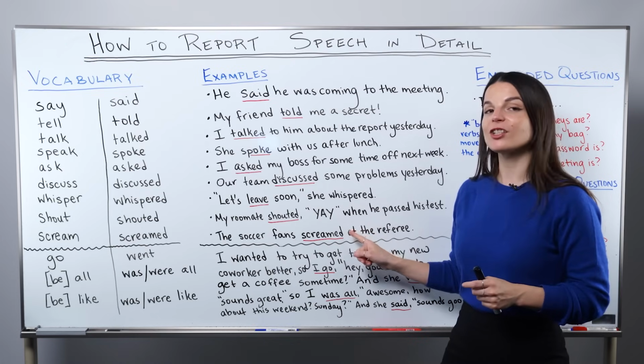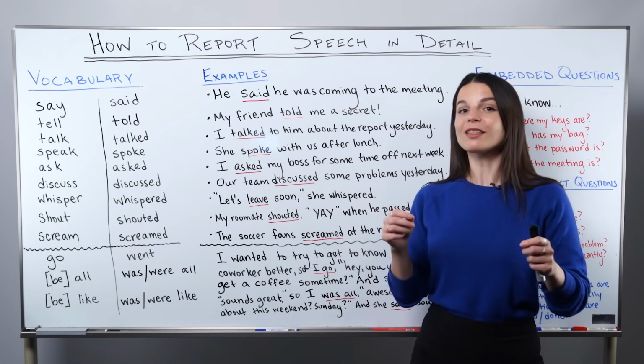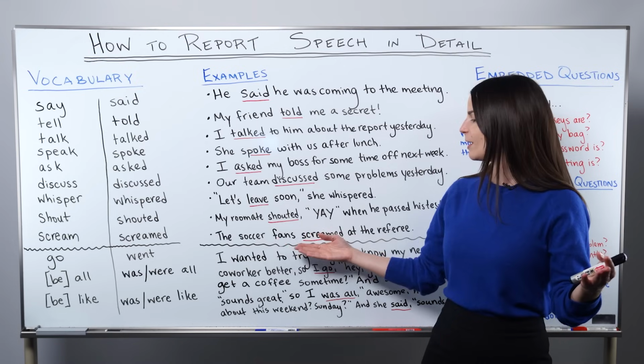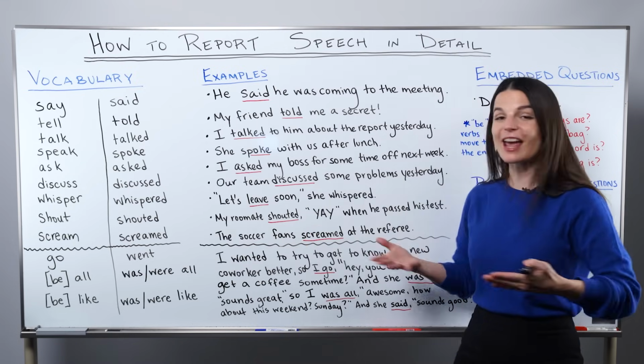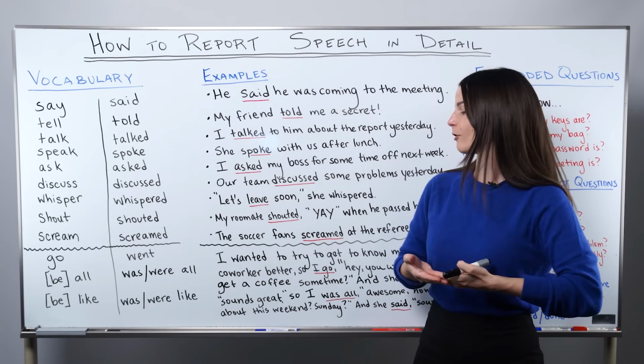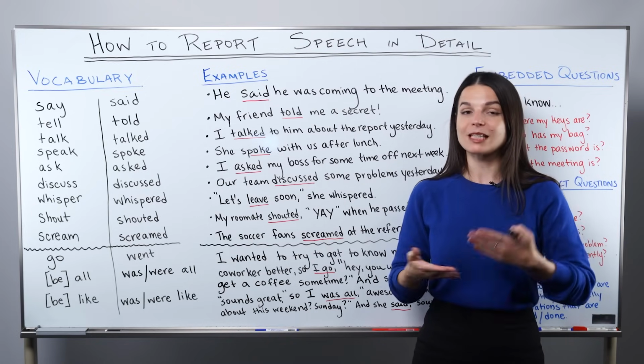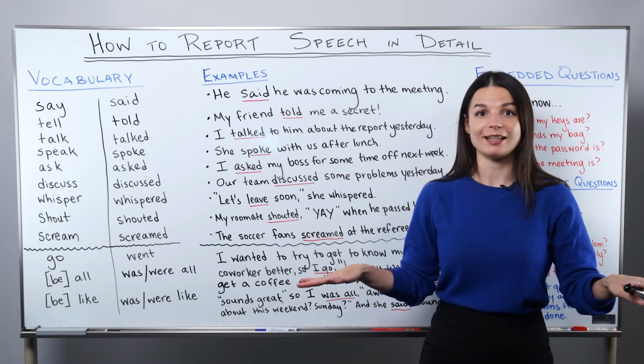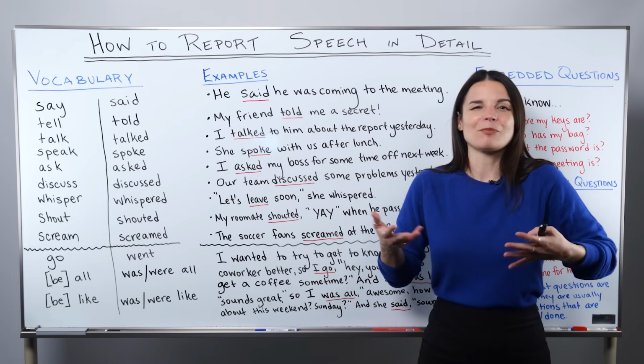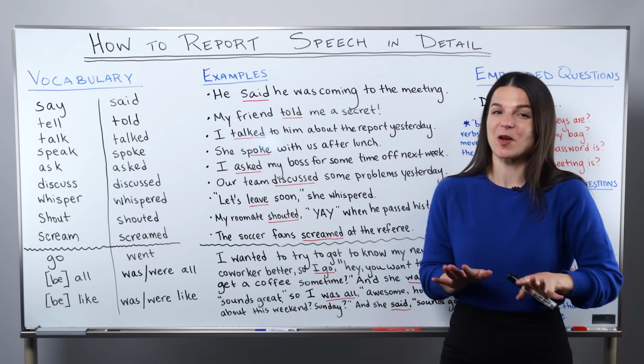Also, you could change this preposition. You could use with, which would show that the screaming is between the soccer fans and the referee together. The soccer fans screamed with the referee. It makes a grammatically correct sentence, but it communicates a totally different idea. If they're screaming together, maybe something terrible happened at the soccer game. I hope not.